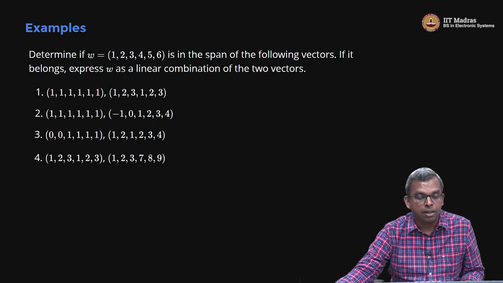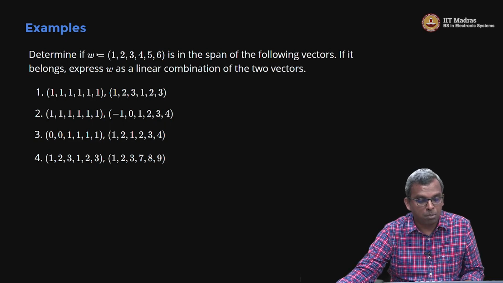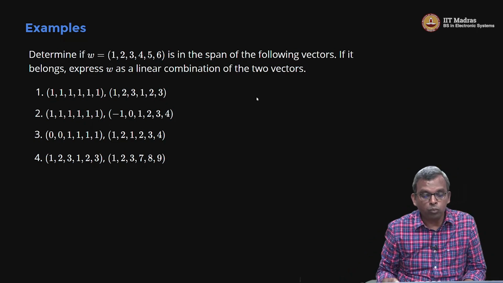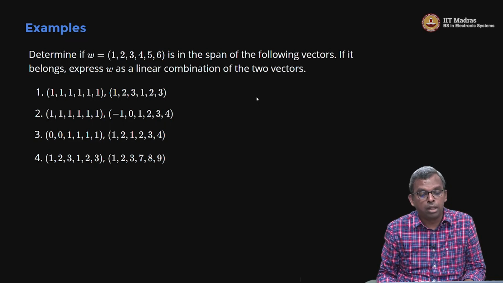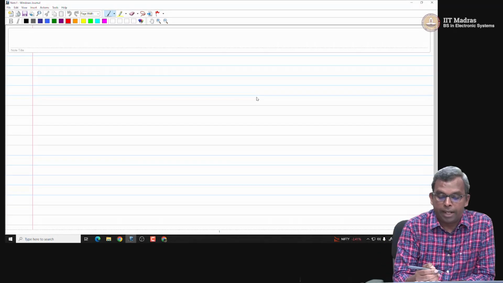So, for instance, here there's a W, 1, 2, 3, 4, 5, 6 and the question is, is it in the span of the following vectors? If it is, then express W as a linear combination of the two vectors. So, maybe I'll pick up one problem, maybe the fourth one, it looks slightly interesting. So, it's 1, 2, 3, 1, 2, 3 and 1, 2, 3, 7, 8, 9 are the V1, V2 and W is 1, 2, 3, 4, 5, 6. So, we have to find out if W belongs to the span of these things and if that works.